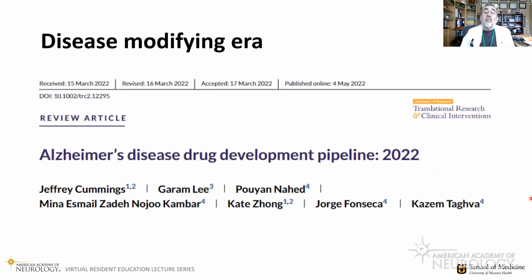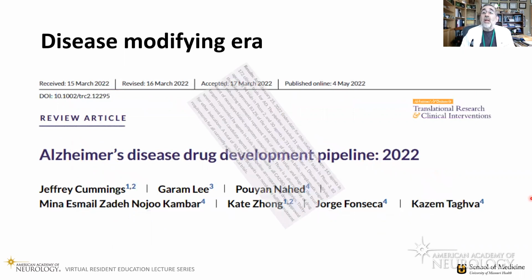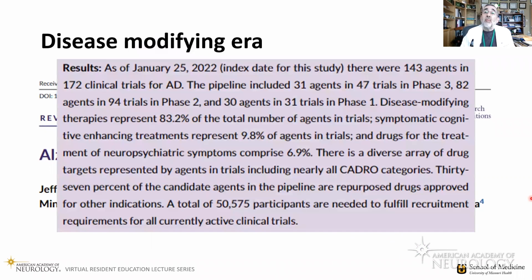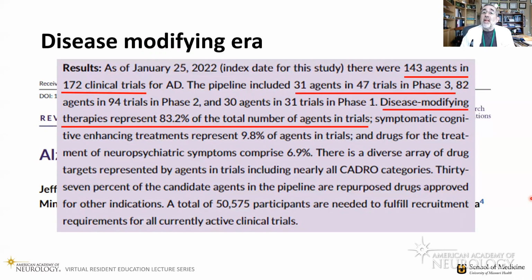Now, there are other drugs in the pipeline. Jeff Cummings, on an annual basis, puts out a paper like this, and he summarized in his most recent report that there are currently 143 drugs and 172 clinical trials for Alzheimer's disease, many of which are disease-modifying drugs that are in phase 3. But 83% of the drugs are in phase 3. So we're getting ready to have an explosion of drugs that are disease-modifying in the ways that those 2 other drugs have done.